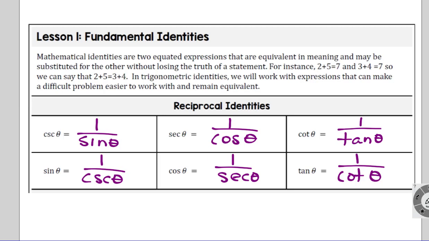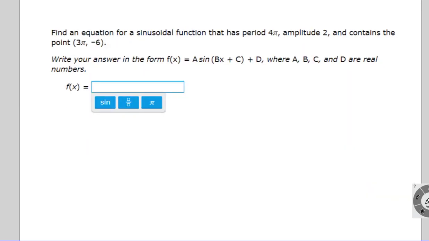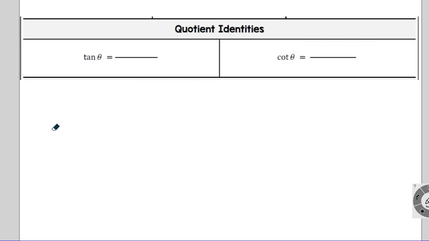Other identities that we might know. Skip those, those are examples. Quotient identities, we've talked about these. We know that tangent theta is equal to sine theta over cosine theta, and cotangent theta is equal to cosine theta over sine theta.